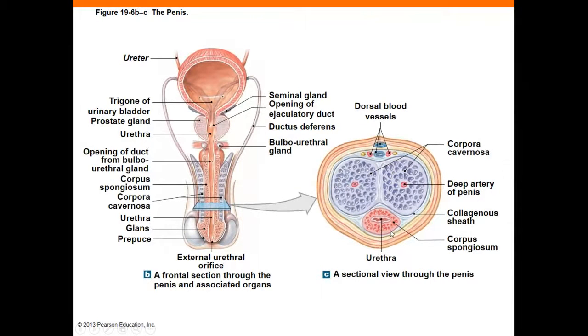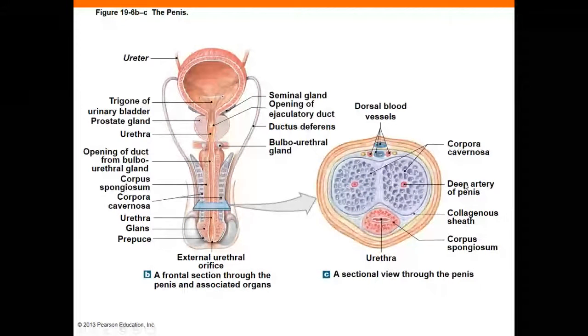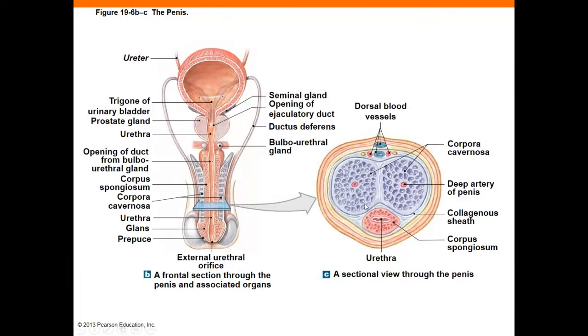So we'll see the corpus spongiosum, just one column of that. It's a smaller column, and it surrounds the urethra. And then the larger columns of erectile tissue are referred to as the corpora cavernosa, and there are two of those surrounding the deep artery. And then these are going to be filled with capillary beds that are going to be able to fill with blood and allow the penis to become erect.